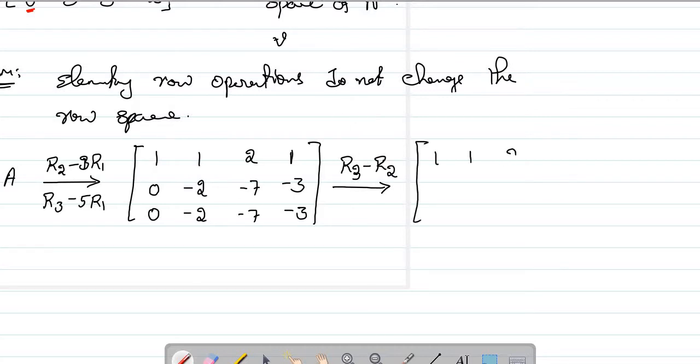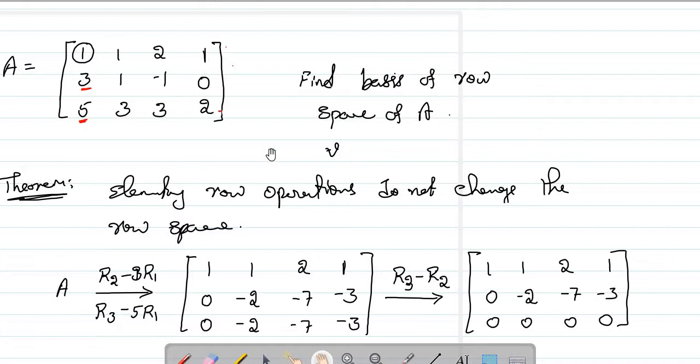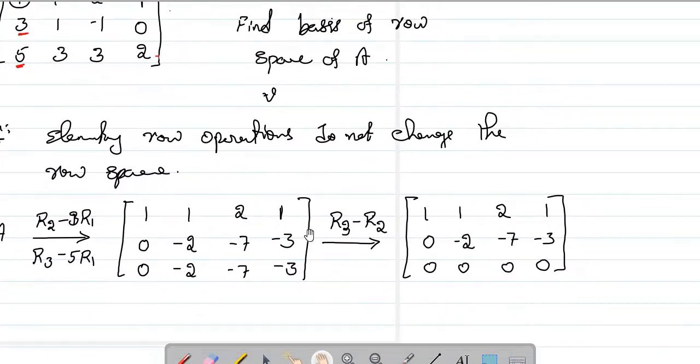So 1, 1, 2, 1, and 0, minus 2, minus 7, minus 3. So when you subtract it, you get 0, 0, 0. You see, the third row depends on the first two rows. So that is why you can see that you get 0 in place of third row.